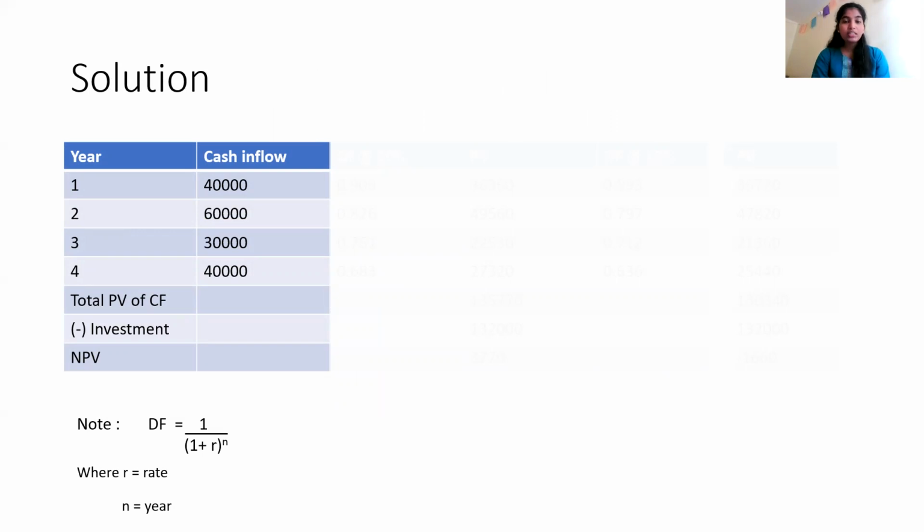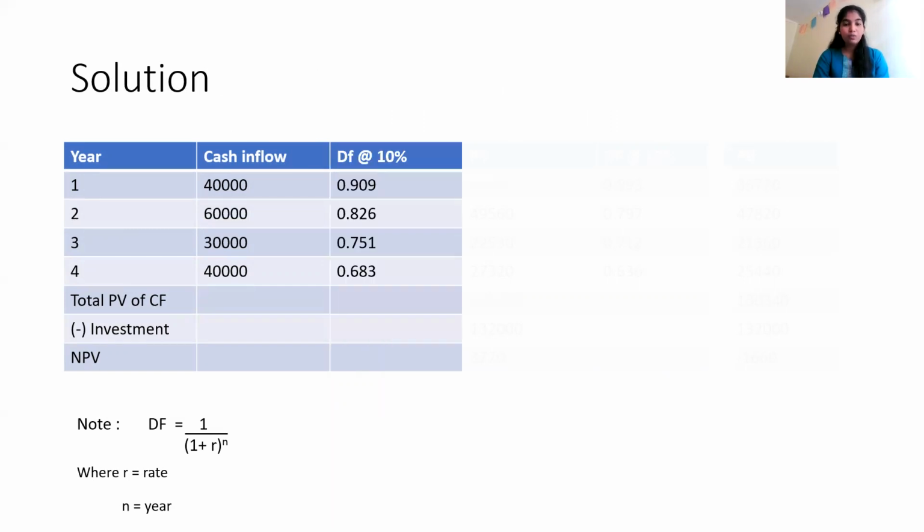In order to calculate a discount factor, your formula will be 1 divided by (1 plus R) to the power n. R will be my rate, the one I'm assuming. So I'm assuming 10%, so I'll put 1 divided by (1 plus 0.10) to the power n. N is the number of years. As you calculate, your years will be changing, and this will be my discount factor at 10%.